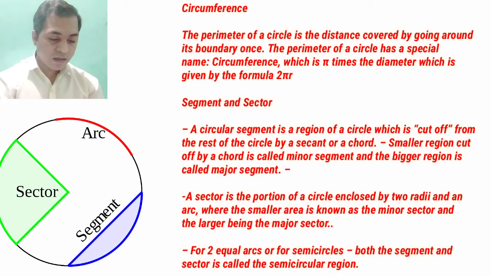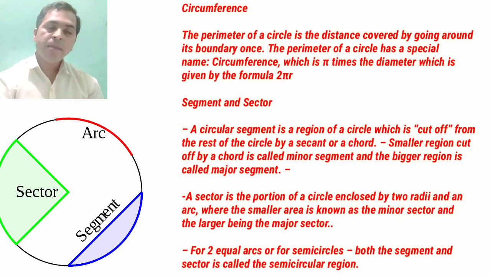The smaller region cut by the chord is called the minor segment, and the bigger region is called the major segment. Sector. A sector is a portion of a circle enclosed by two radii and an arc, where the smaller portion is known as the minor sector and the larger portion is known as the major sector, right students? In this way there are generally two types of sector, right?